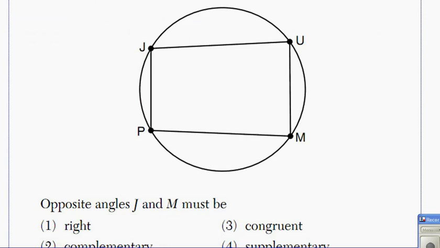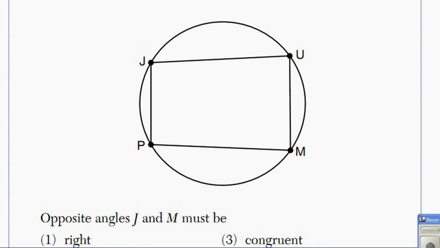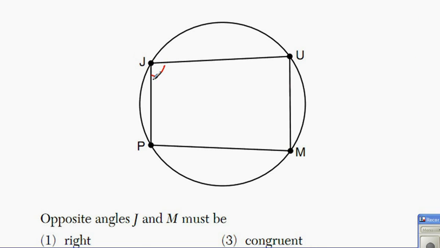Now, here we have opposite angles J and M. We see, in fact, this quadrilateral is inscribed in a circle. Its name is called cyclic quadrilateral. I heard some other people calling it cyclic, but either way, the special property of this one is that opposite angles are always supplementary.